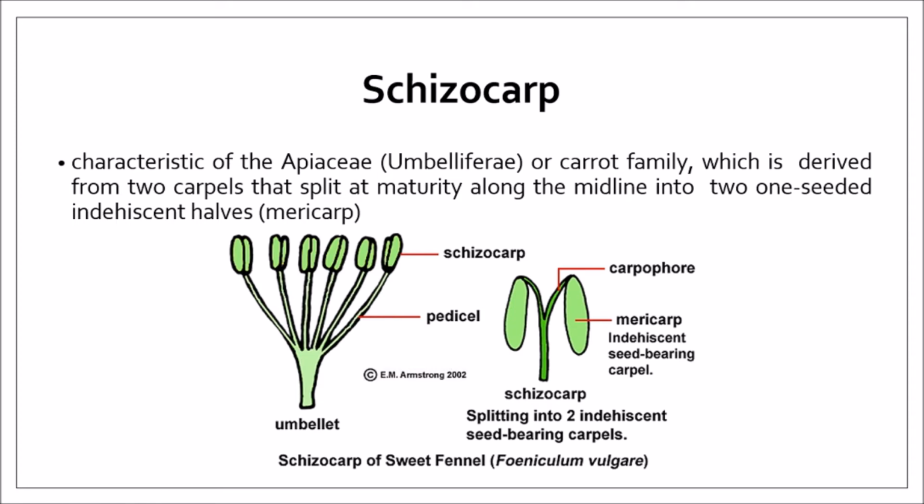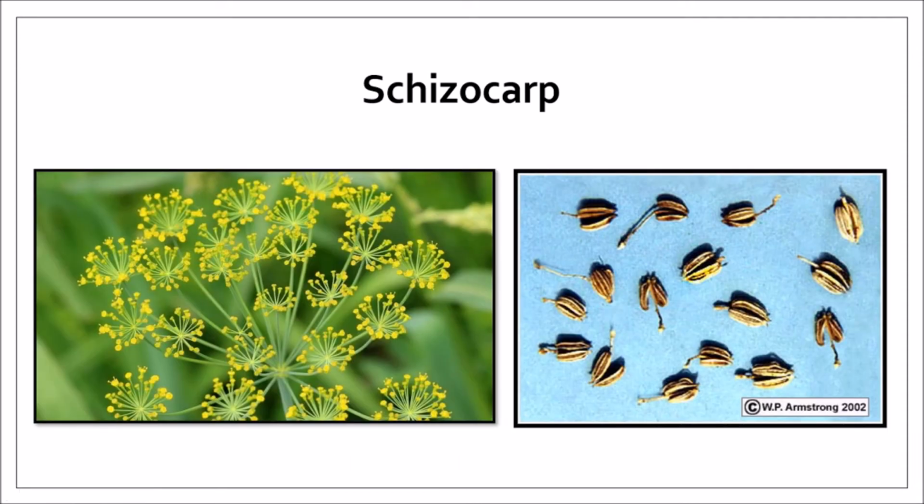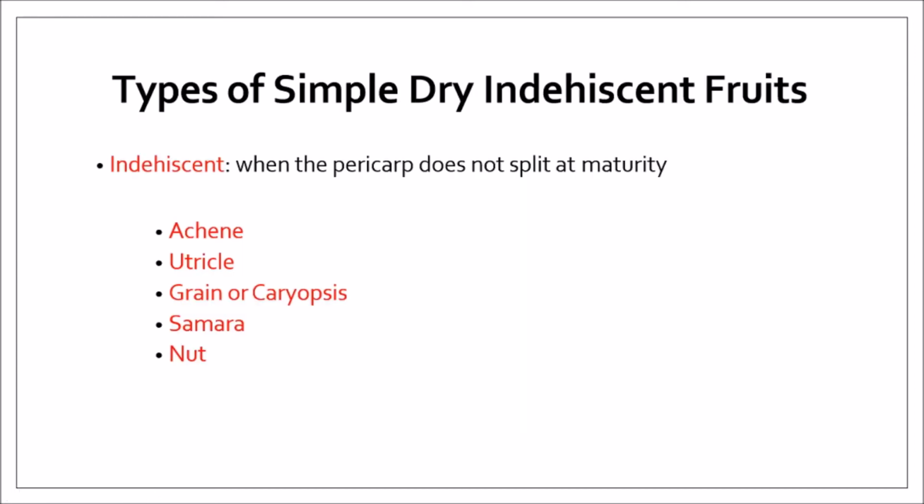So a fruit is considered as a schizocarp if it is derived from two carpels that split at maturity along the midline into two one-seeded mericarps. So this is what we call the mericarp that contains the seed. This is actually an example of a plant called sweet fennel, which is an umbel. If you could still remember how an umbel looks like, this is the flower of the sweet fennel and this is its dry fruit. These are the mericarps.